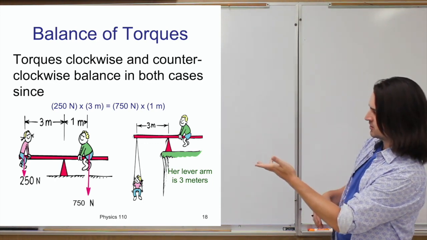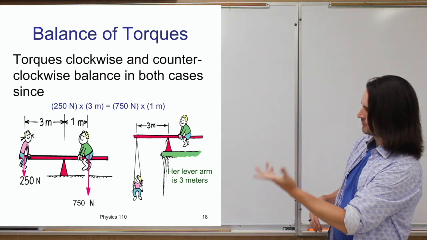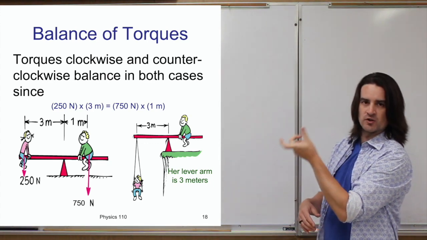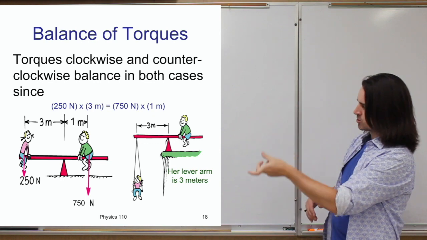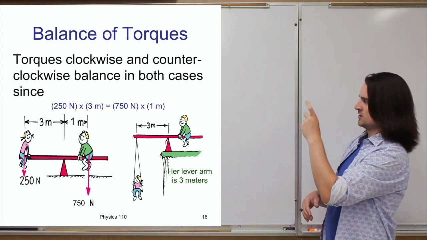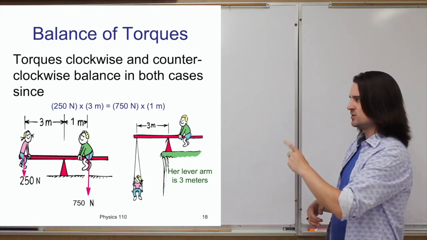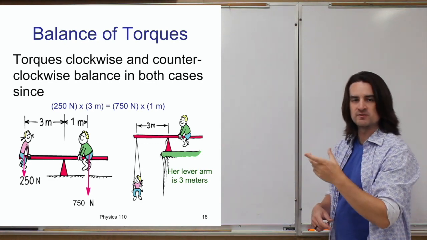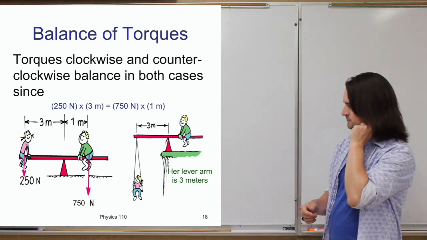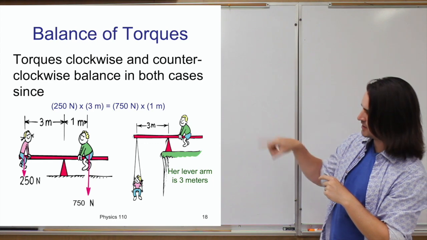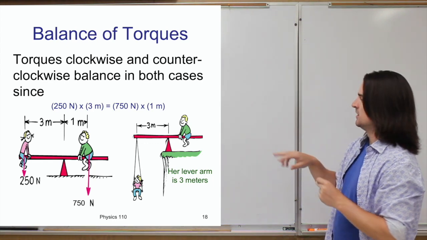So if the child is 250 newtons and is 3 meters from the axis of rotation, then the torque they're exerting is 250 newtons times 3 meters, which is 750 newton meters of torque. And that would be in a counterclockwise direction, right?